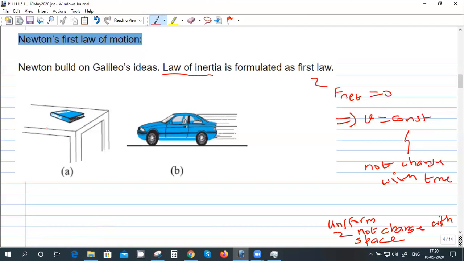Here there are two examples. One is a book resting on a table. What are the forces acting on it? Gravity, and the reaction force. Friction will come when you try to move it. Suppose you apply a force like this, then the friction force will start acting. But if no applied force is there, it's not trying to move, so there won't be any friction force.